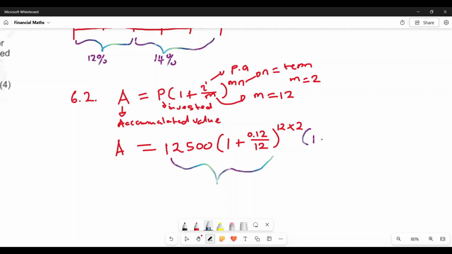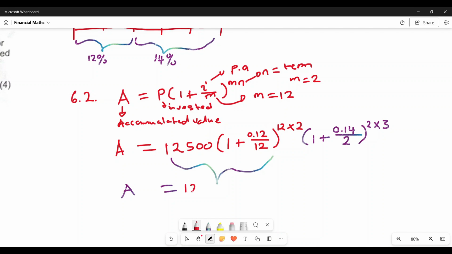So we'll have 1 plus 0.14 divided by 2. So this 0.14 is the 14%. This 2 is for the last 3 years, that's semi-annually. And then we'll have to the power 2 times the number of years, which is 3. So when you get here, you can now use your calculator and type in this whole thing to find out what it is.